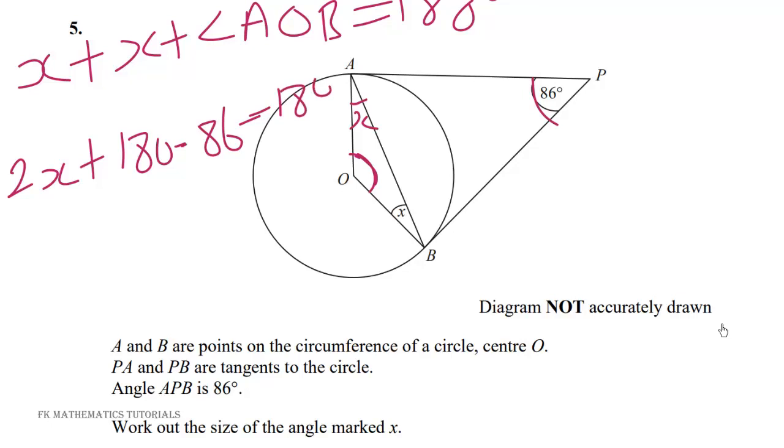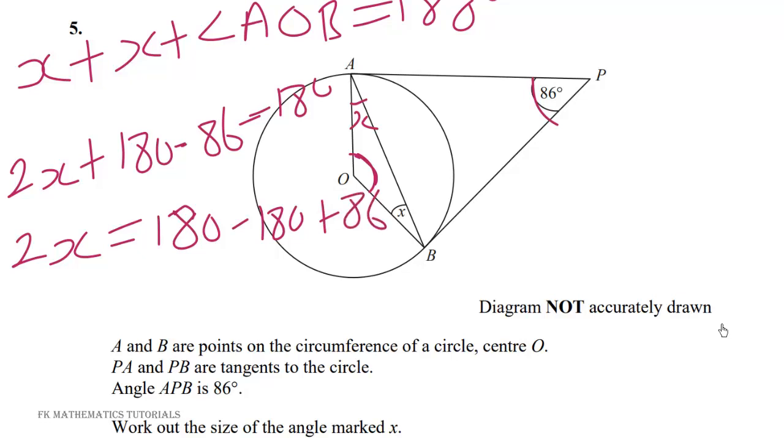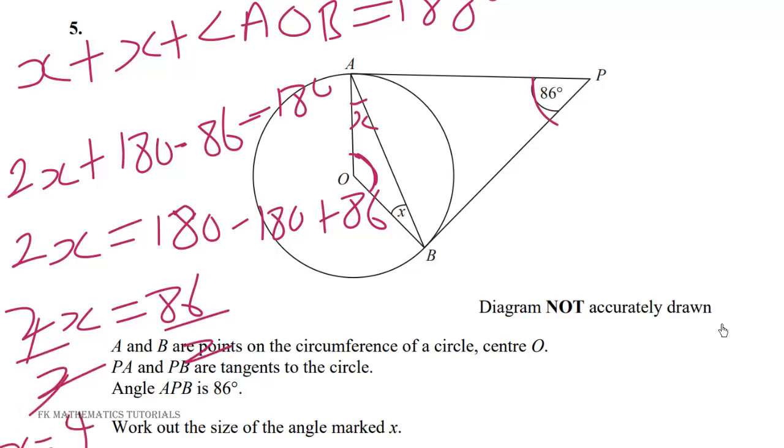So it means that the 180 and the 180 will subtract to give us 0. So we'll have 2x to be equal to 180 minus 180. Then the 86 becomes positive. So 2x will be equal to 86. Dividing both sides by 2, you get x to be equal to 43.